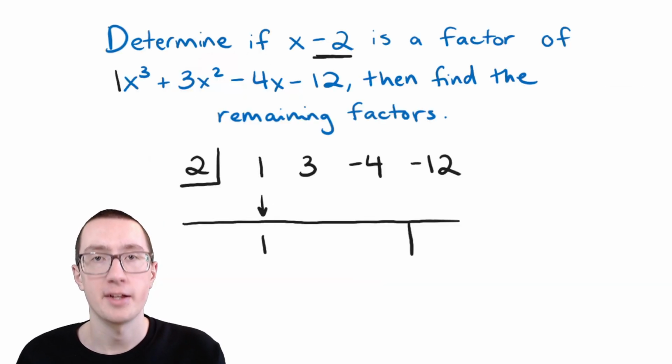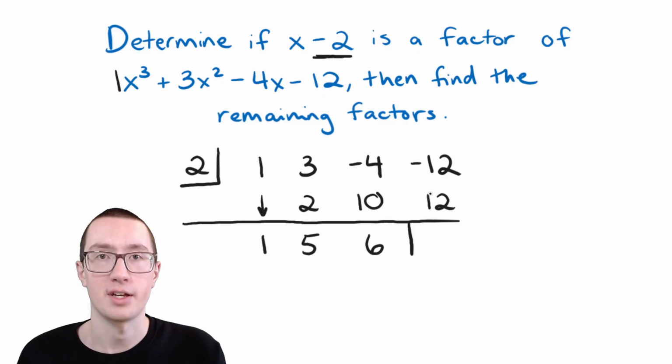And then we multiply and add, and multiply and add, and multiply and add. So first multiply. We multiply by what's in the box. 1 times 2 is 2. And then we add these up. So 3 plus 2 is 5. And then multiply and add. So multiply, 5 times 2 is 10. And then add minus 4 plus 10, that's the same thing as 10 minus 4, which is 6. 6 times 2 is 12, and negative 12 plus 12, again, that's the same thing as 12 minus 12, which is 0. So we have 0 here as our remainder, which means that x minus 2 is a factor.